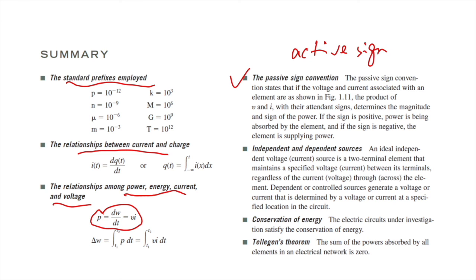And we also talked about the active sign convention for active components. We talked about the independent and the dependent sources. And we also talked about the conservation of energy, that is Tellegen's theorem, and how to apply Tellegen's theorem in our circuit. So that's the end of chapter 1. Thank you.